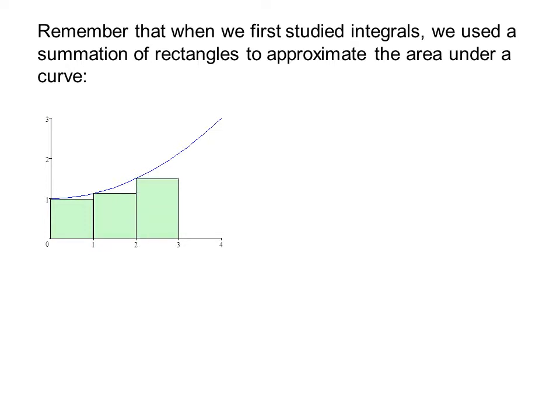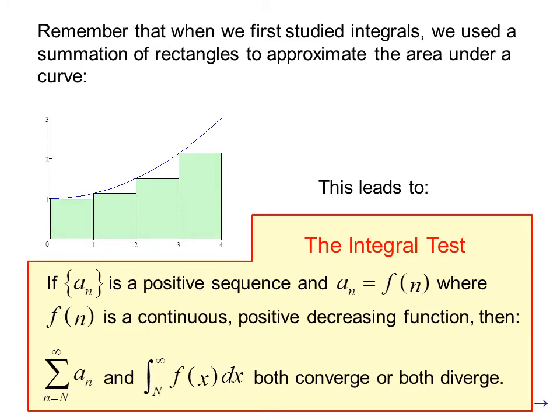Remember that when we first studied integrals, we used a summation of rectangles to approximate the area under a curve. This leads to the integral test. If a sub n is a positive sequence and a sub n equals f of n, where f of n is a continuous positive decreasing function, then the summation from n equals big N to infinity of a sub n and the summation from big N to infinity of f of x dx both converge or both diverge.